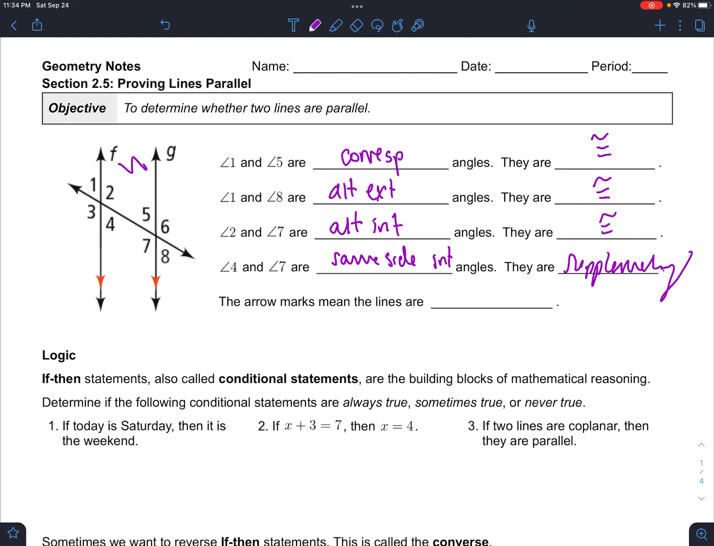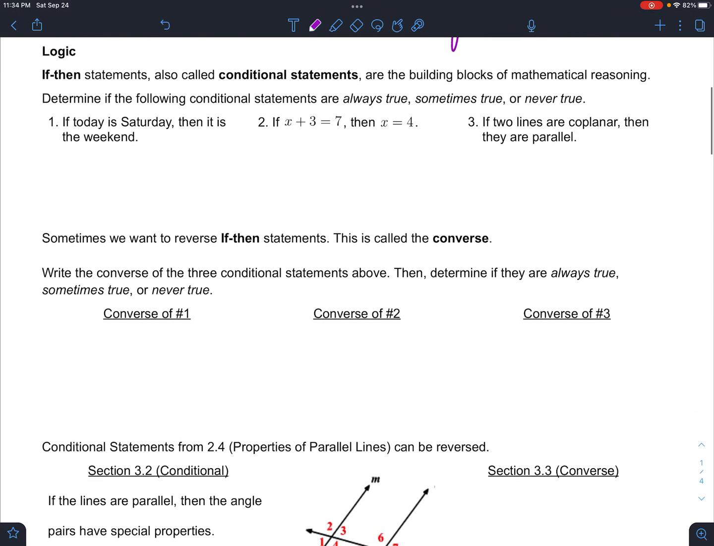Okay. Those arrow lines mean that the lines are parallel, which is something we have to look out for if we want to say that these angles are congruent or supplementary. It doesn't happen unless they're parallel. Okay. So a little bit of a note of logic and what the word converse means that I said earlier. Just with some examples here, if-then statements called conditional statements are really the building blocks of math. So I have a few to look at here.